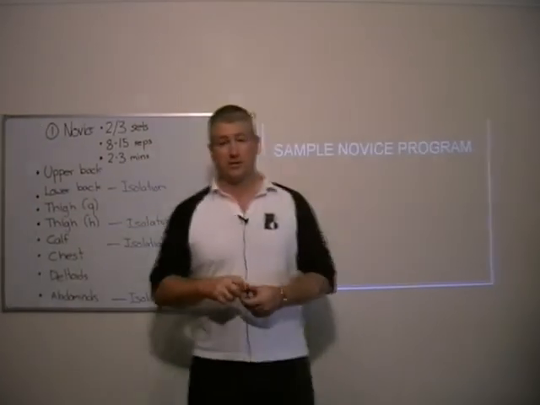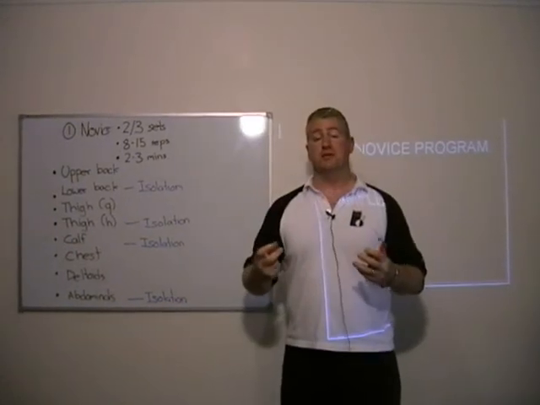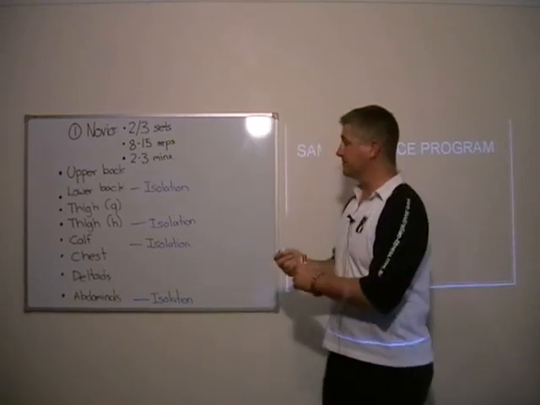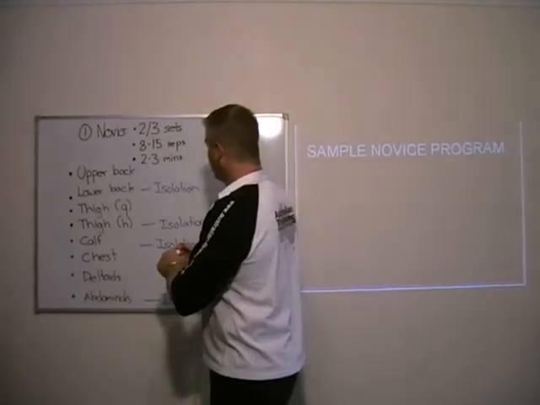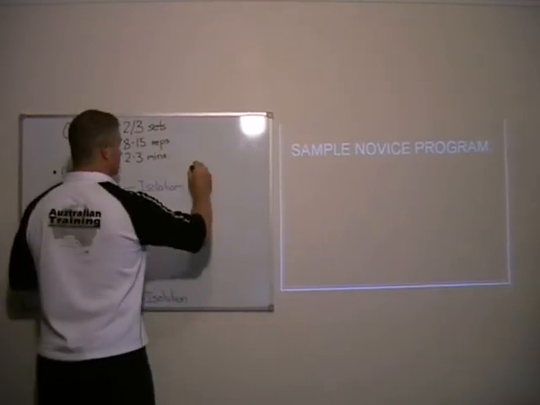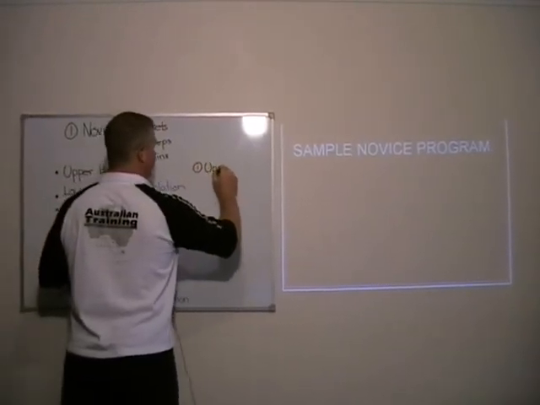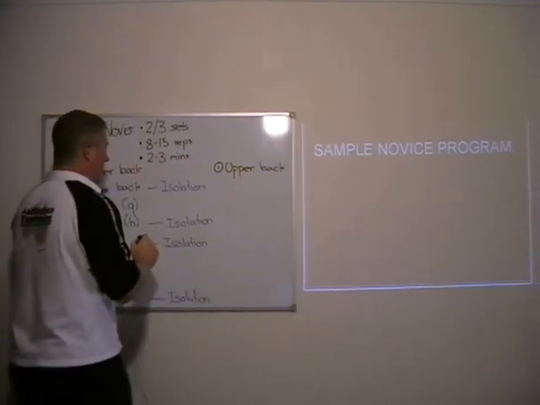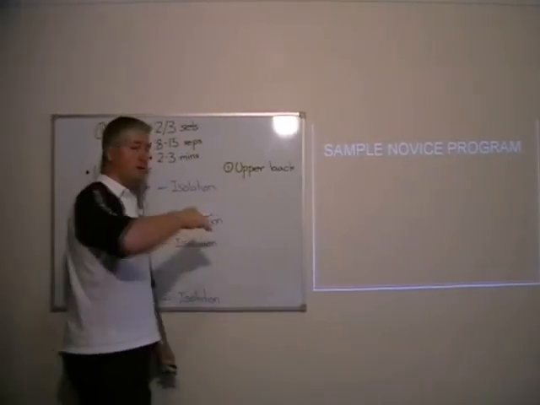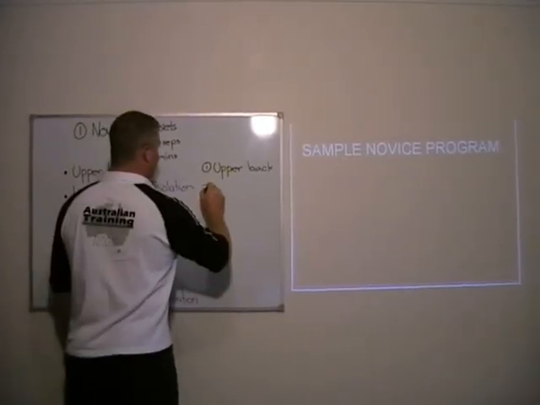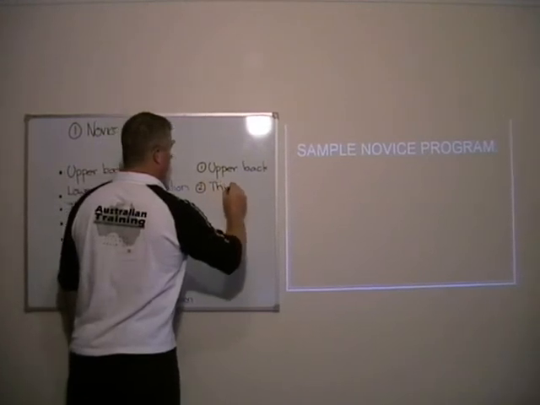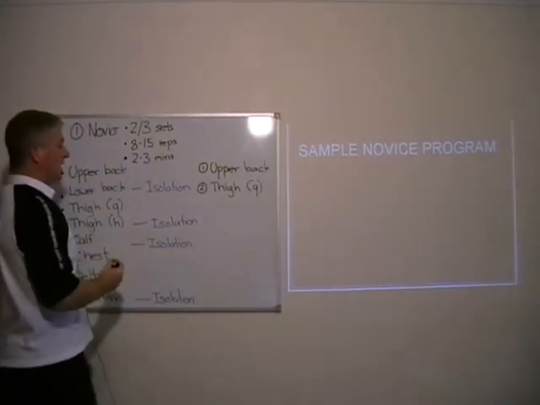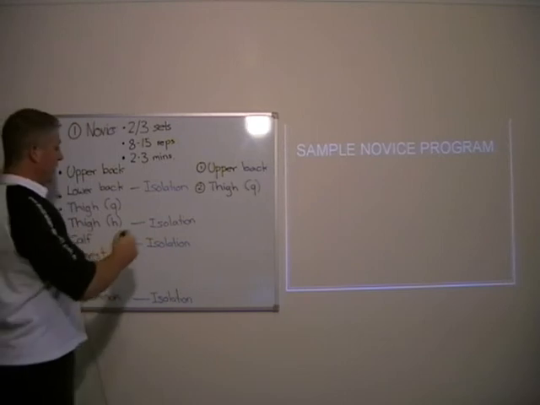So let's put these into an exercise order. Big muscle groups first. Try to alternate upper body versus lower body, and we want to make sure we do our compound movements first. So let's start with an upper back exercise. First exercise is upper back. Next exercise, we want to alternate to a big muscle group of the lower body. So we can go to the thigh, quadriceps. Want to alternate to a major muscle of the upper body, looking at perhaps the chest.